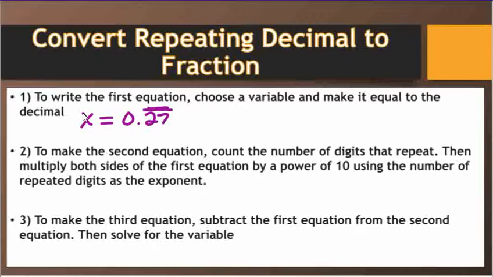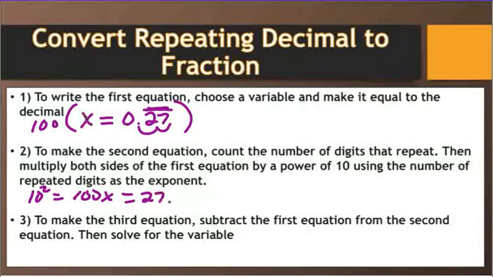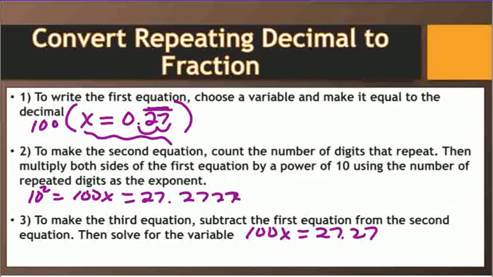So that's 10 to the second, which is equal to 100. And then multiply both sides of this equation by 100. So that would be 100x equaling 27 point, and it's just going to continue 2727. And then to make the third equation, subtract the first equation from the second one. We're going to have 100x equaling 27.27. We're going to subtract 1x equaling 0.27.